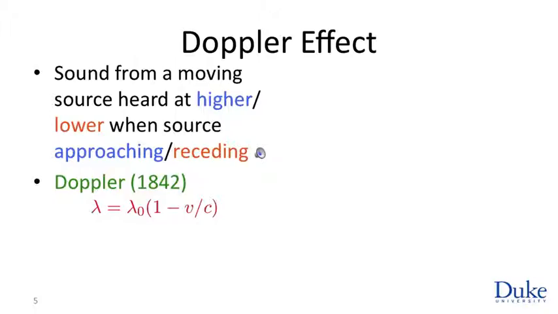Now, another property of waves that is extremely useful to us is something called the Doppler effect. It's the well-known phenomenon that the sound from a moving source sounds different than the sound from a stationary source. If a source of noise is approaching us, it sounds higher in pitch than were it stationary. If it's receding, if it's moving away from us, the pitch sounds lower.